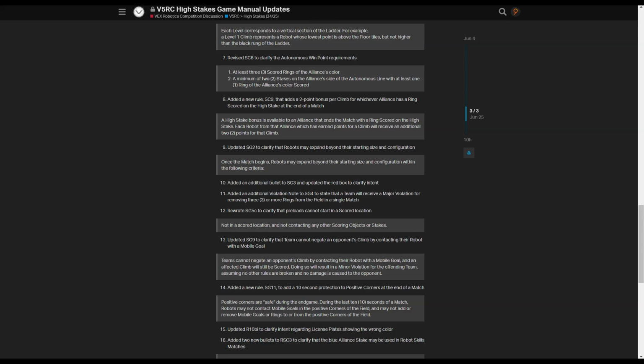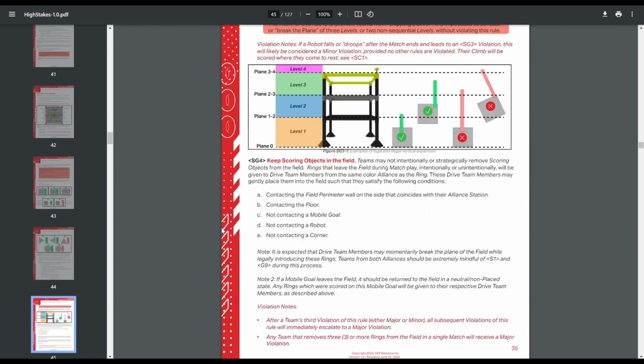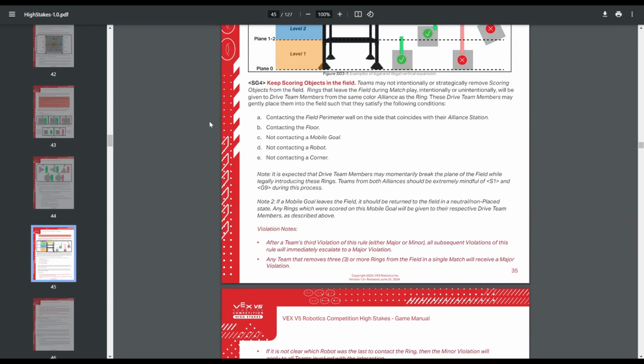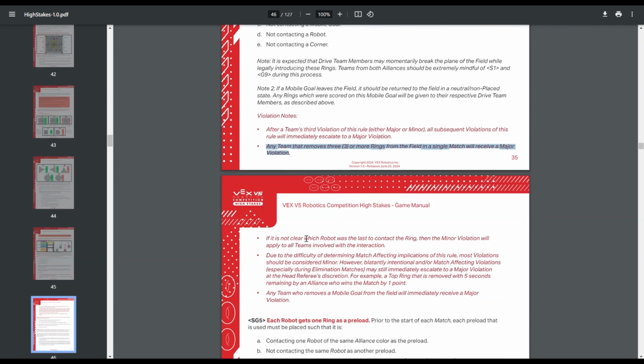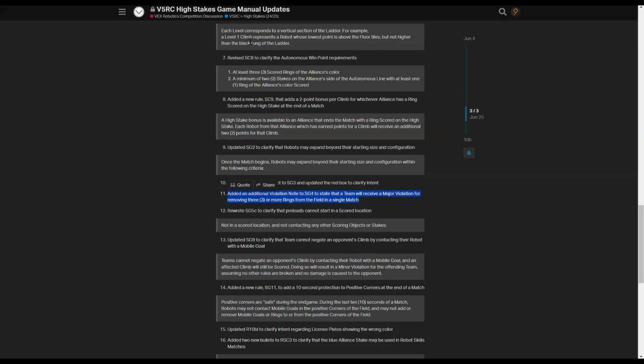So, added a bullet point to SG3 to clarify the intent. That's just no skipping long rungs on the ladders. And then this was also in a Q&A. It's in regards to throwing game elements out of the field. So throwing goals out of the field is still an instant DQ. And then any team that removes three or more rings from the field in a single match will receive a major violation, which is a DQ. So if you remove three rings from the field during a match, instant DQ, because GDC loves instant DQ rules. Favorite thing.